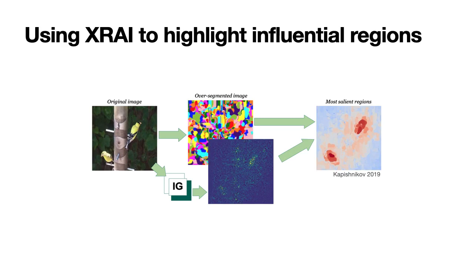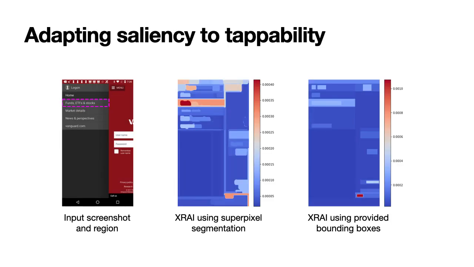XRAI works by aggregating pixel-level integrated gradients into segments. We make one key modification to XRAI. Rather than oversample the image using superpixel segmentation, we use the native bounding boxes of mobile UI elements if they're available or can be specified. This means we can directly summarize model attributions for regions corresponding to mobile UI widgets, reducing the noise from automated segmentation methods and significantly improving the speed of the XRAI algorithm.